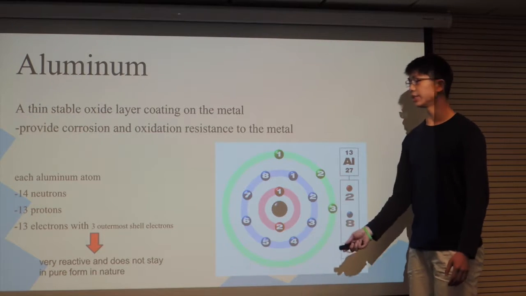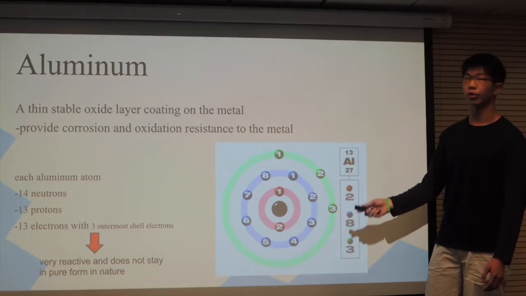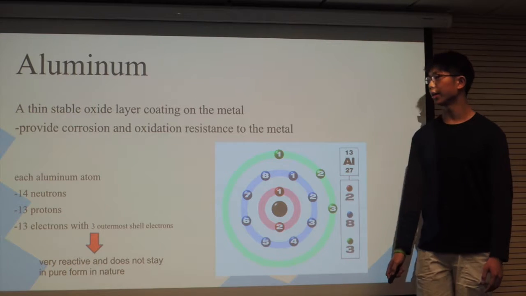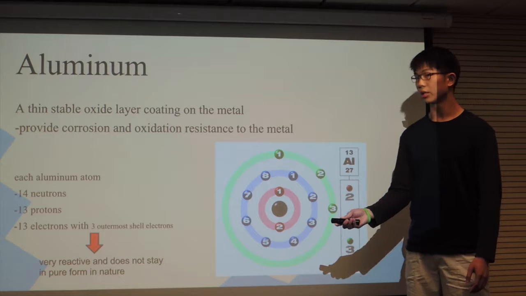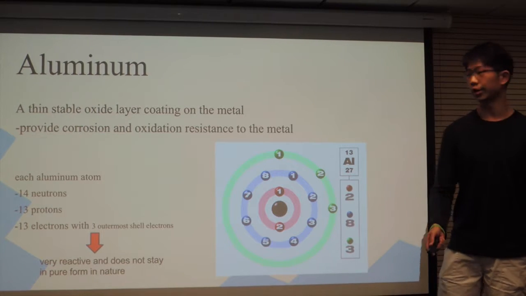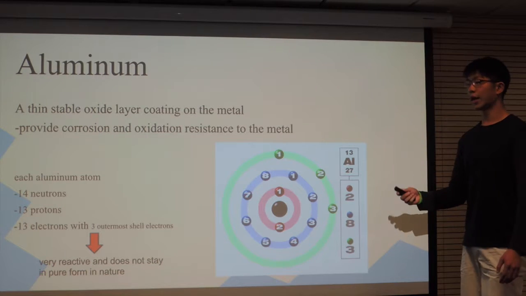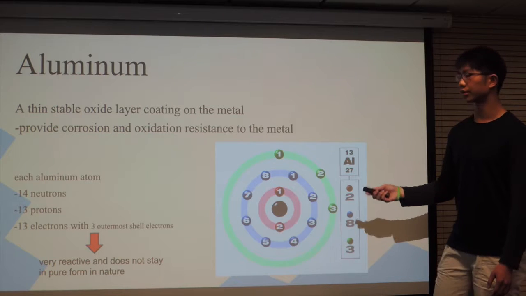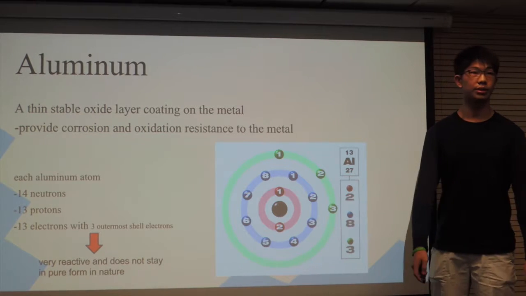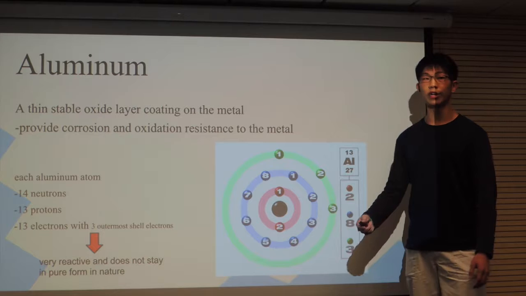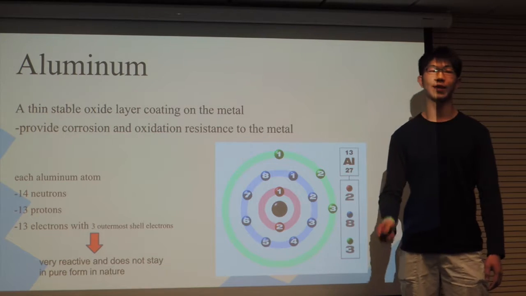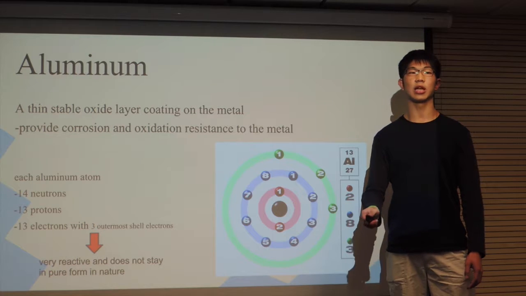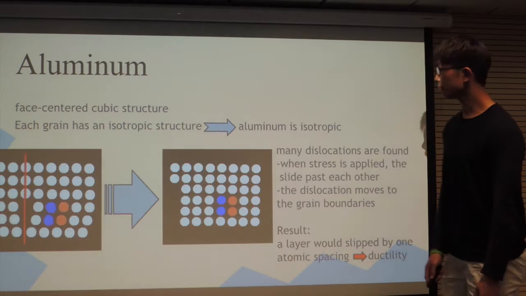And here you can see the electromagnetic diagram of aluminium, and it has 14 neutrons, 13 protons, and 13 electrons. And by the 2-8-3 rule, there will be three electrons at the outermost shell of the aluminium. And since there are free electrons, the aluminium element is very reactive, and that's why it does not exist in pure form in nature.